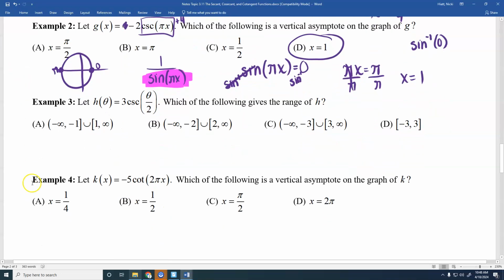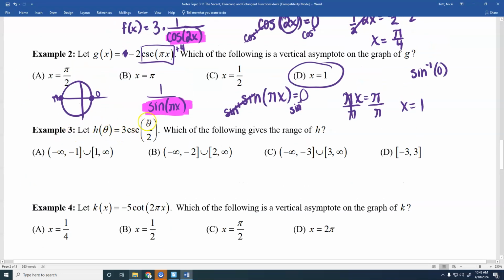All right. For 3, it gives us 3 cosecant of theta over 2. Which of the following gives the range of h? Range is our y values, right? So, will it affect y values at all that we got this over 2 on the inside? No. That is horizontal, right? And so that affects your x values. That squishes it in or stretches it out. So that's not going to affect the range. It's the 3 out here that's going to affect the range right there. It's going to make everything triple on the y-axis.